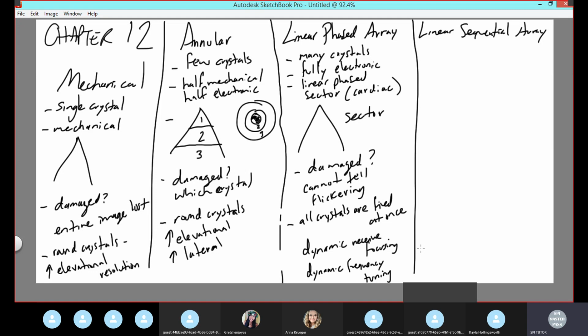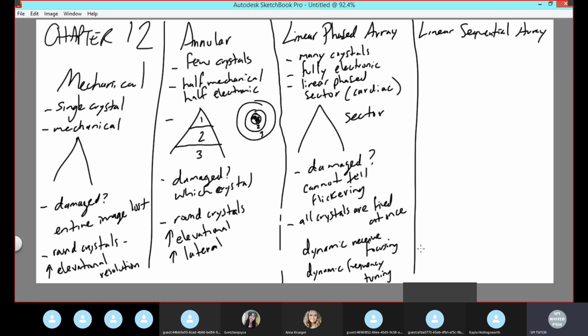Dynamic receive focusing is simply when the waves come back, which is why it's called receive. When the waves come back, they get focused again. So not only do they get focused when they go out, they get focused when they come back. That's dynamic receive focusing. Dynamic frequency tuning, it just means you have a lot of frequencies to choose from.